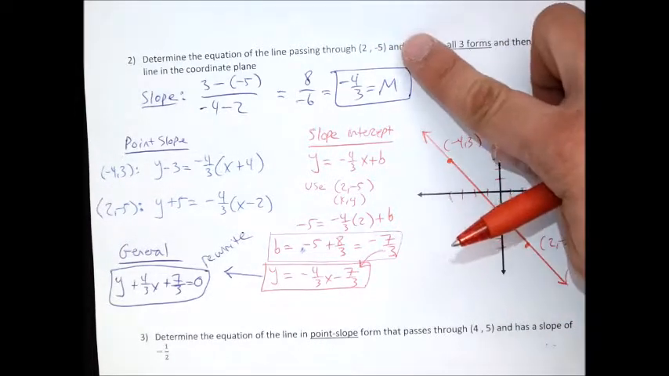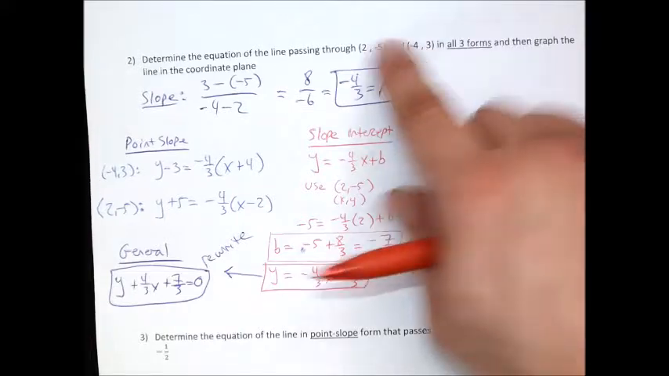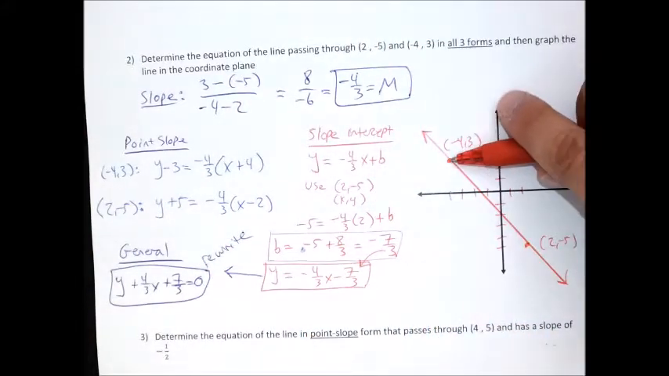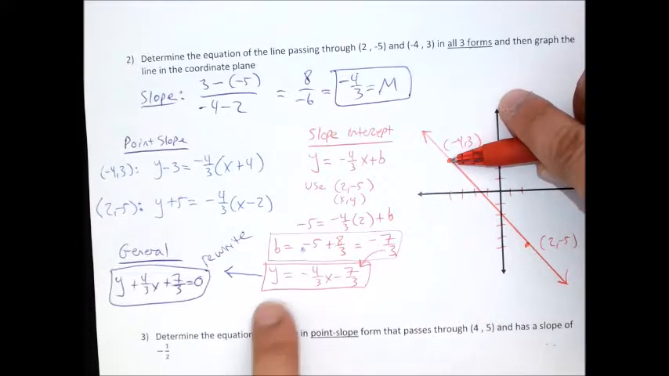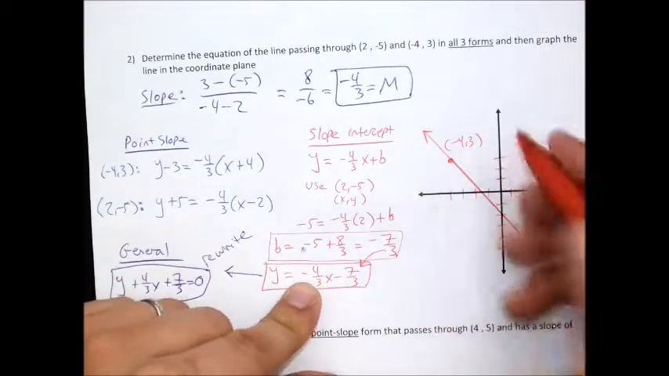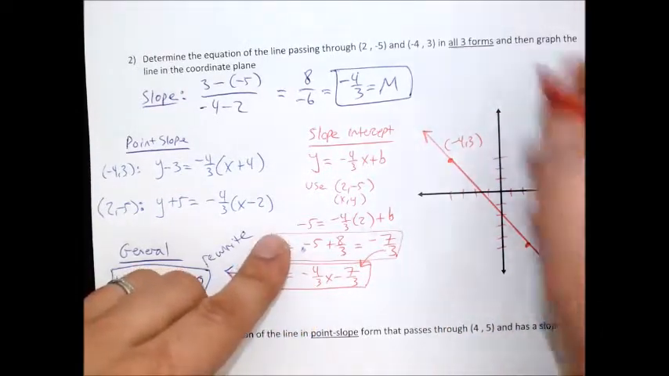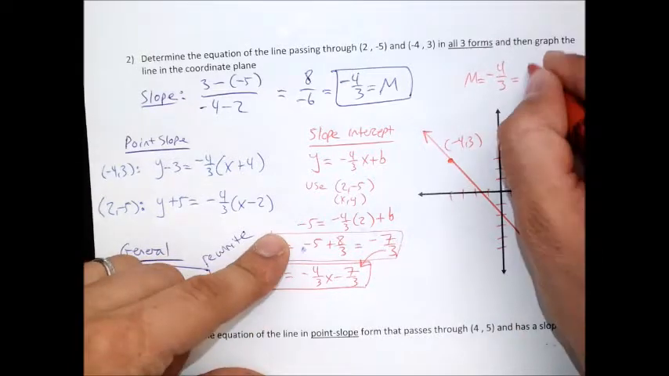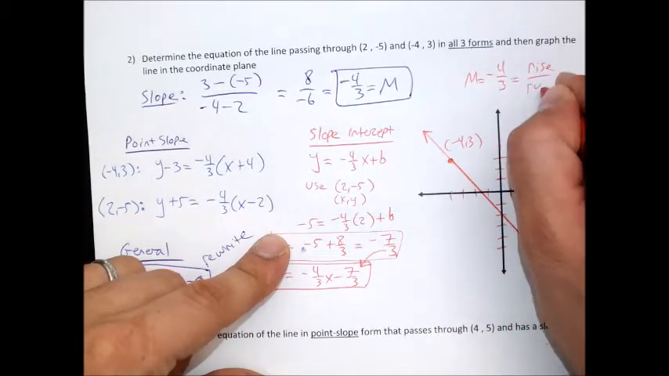Forget about, let's say we're given minus 4, 3, actually. Forget about 2, negative 5. So let's just pretend we had that point, and so we have that point right there. The slope is minus 4/3. And so we could also count minus 4/3 off because m equals minus 4/3 is our rise over run.